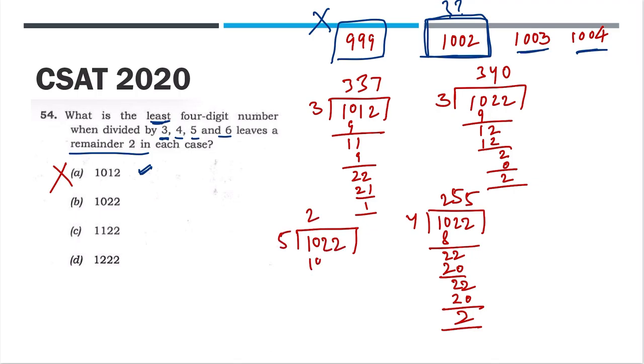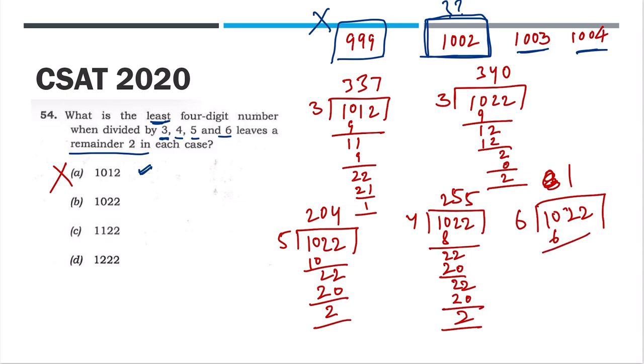5, 2, the 10, 2, 0. 22.4, 22.5 is the answer. With this we are getting 22 as a remainder. Yes, 1022. Can it be 6? 6, 6, 6 1 is 6.